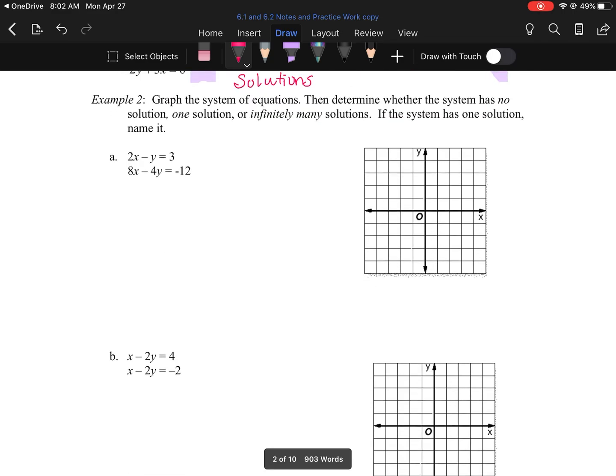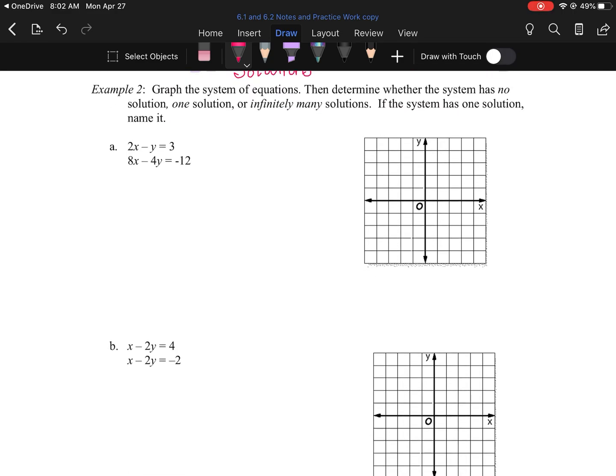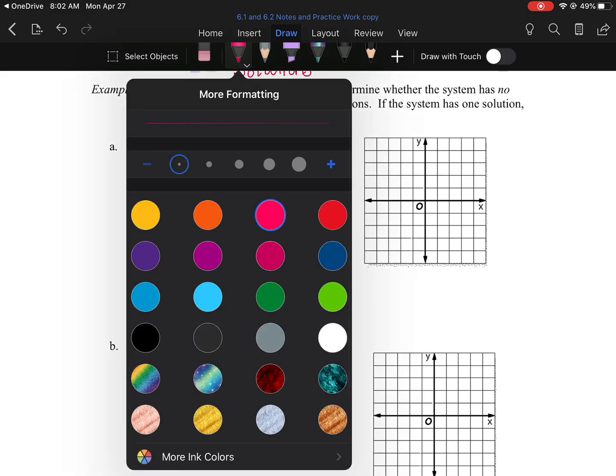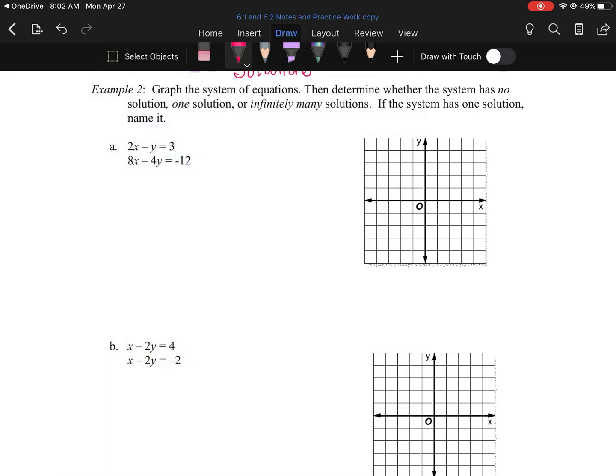All right, example 2. Here's where we get into the fun. We get to graph these. Now, one thing I will tell you, especially if you're using your iPad to write on this, 2 colors, no problem, because we have a whole bunch of colors, and we can even get more if we want. But if we were in the classroom, I would have passed out 2 colored pencils, or asked you to get 2 colors out, just to help us keep our work organized.